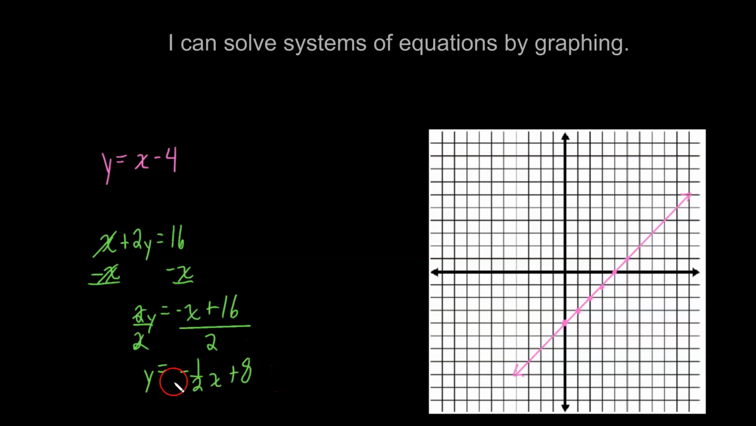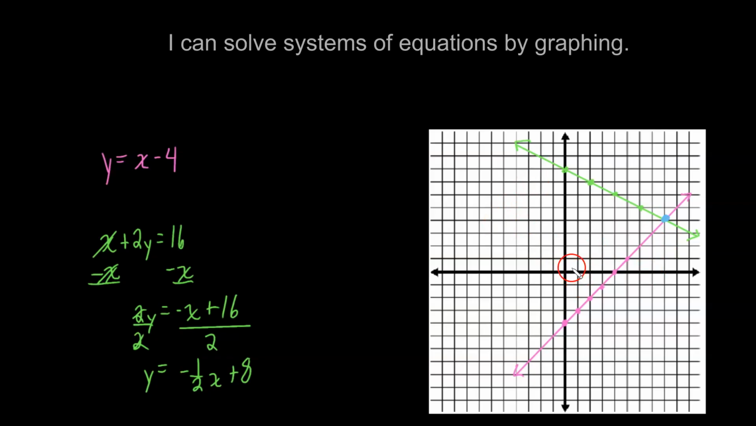So y equals negative 1 over 2 x plus 8. We've got a y-intercept of 8, and it's got a slope of negative 1/2. So we go down 1 over 2, down 1 over 2, down 1 over 2, down 1 over 2, and we can see it intersects right there. Right here we can see that it intercepts at this point, and that actually is going to be the solution to our system of equations.